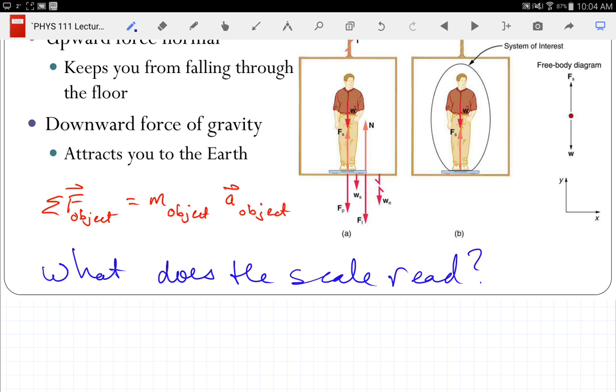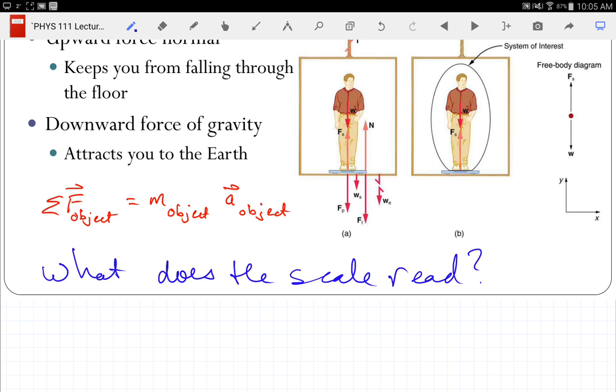If you look at the case of the scale, the man is standing on the scale and he's pushing down on the scale. And so the scale, according to Newton's third law, is going to push up on him with a force exactly equal to the force the man is pushing down on the scale. And the force we're looking for is the force of the scale pushing on the man, because that's what it reads.